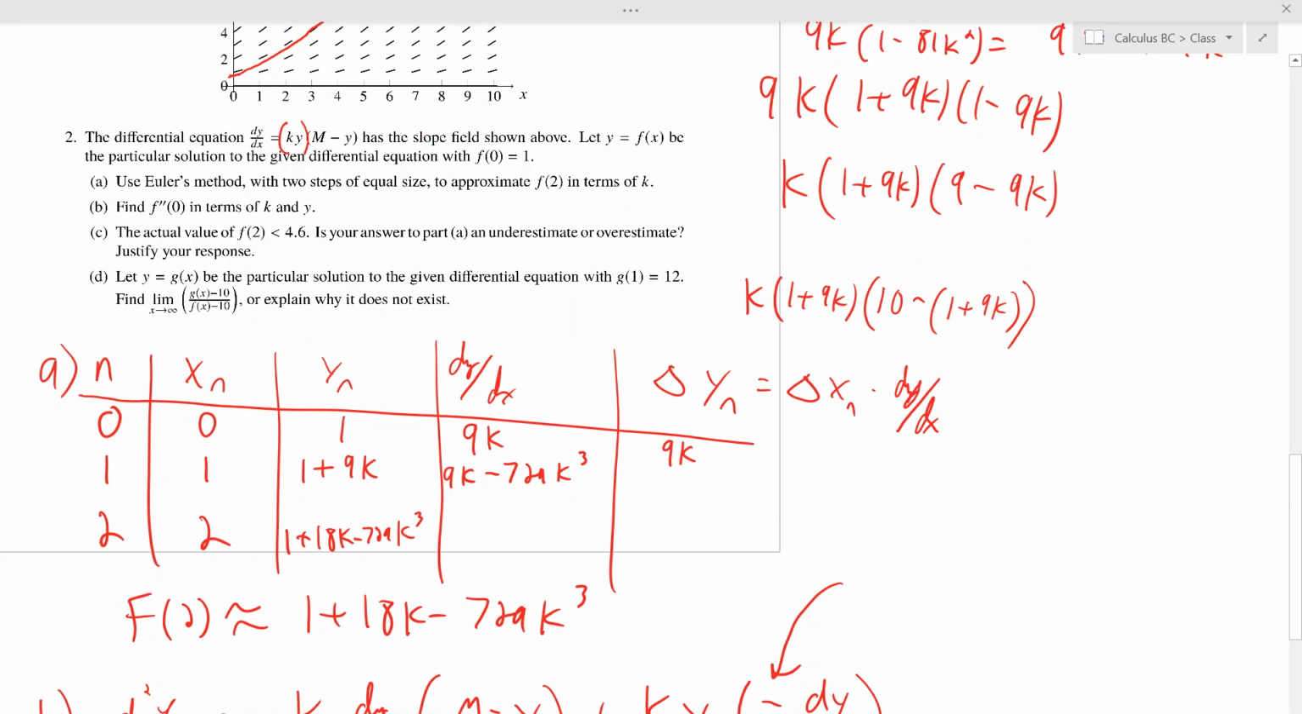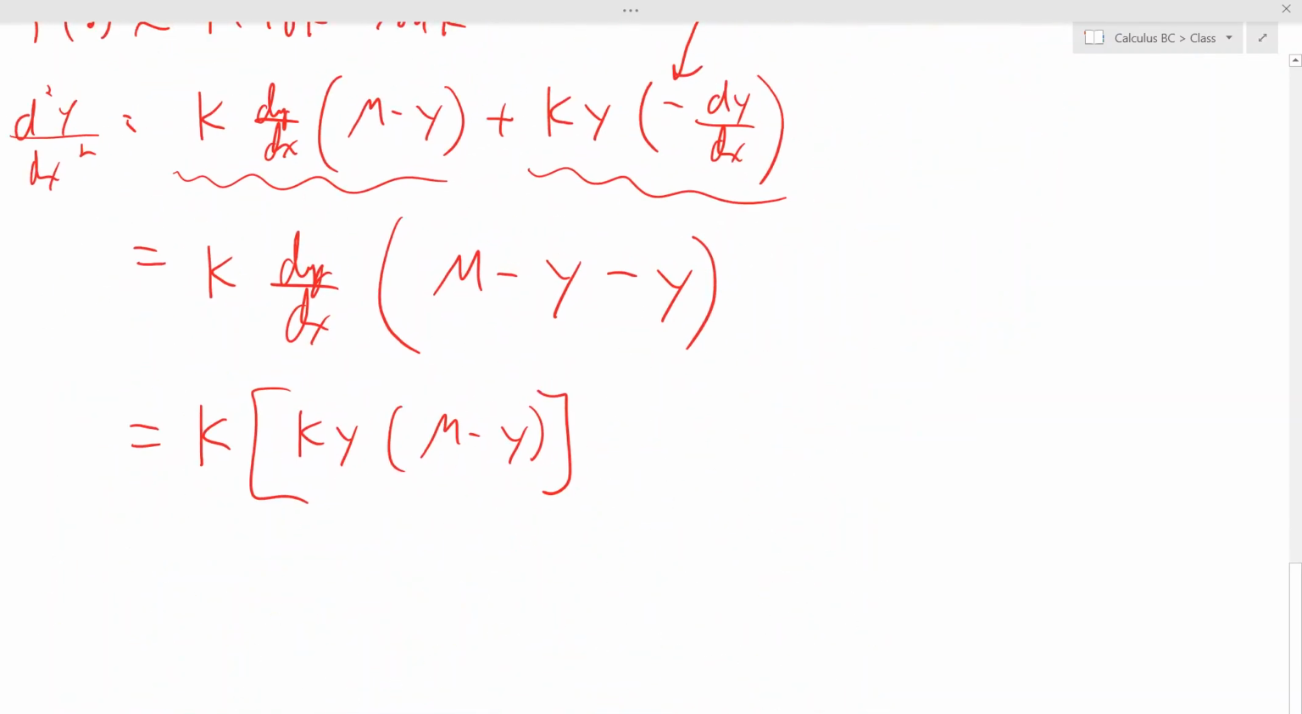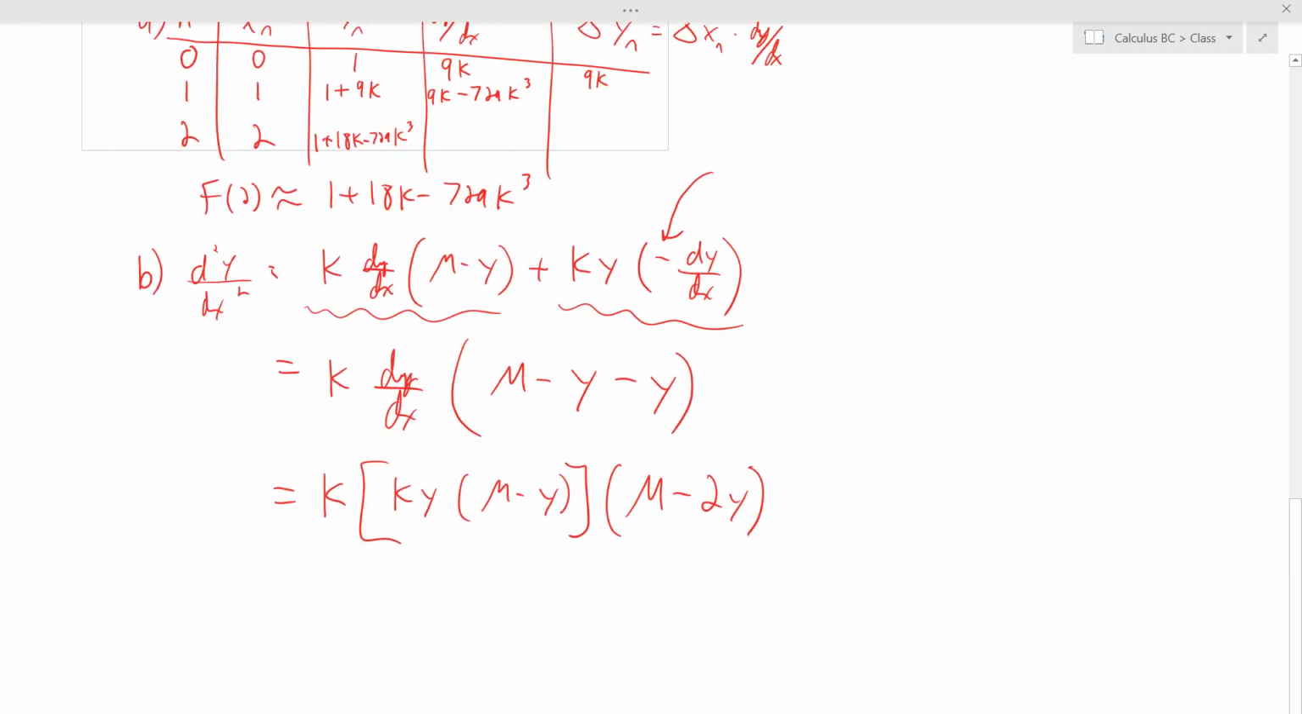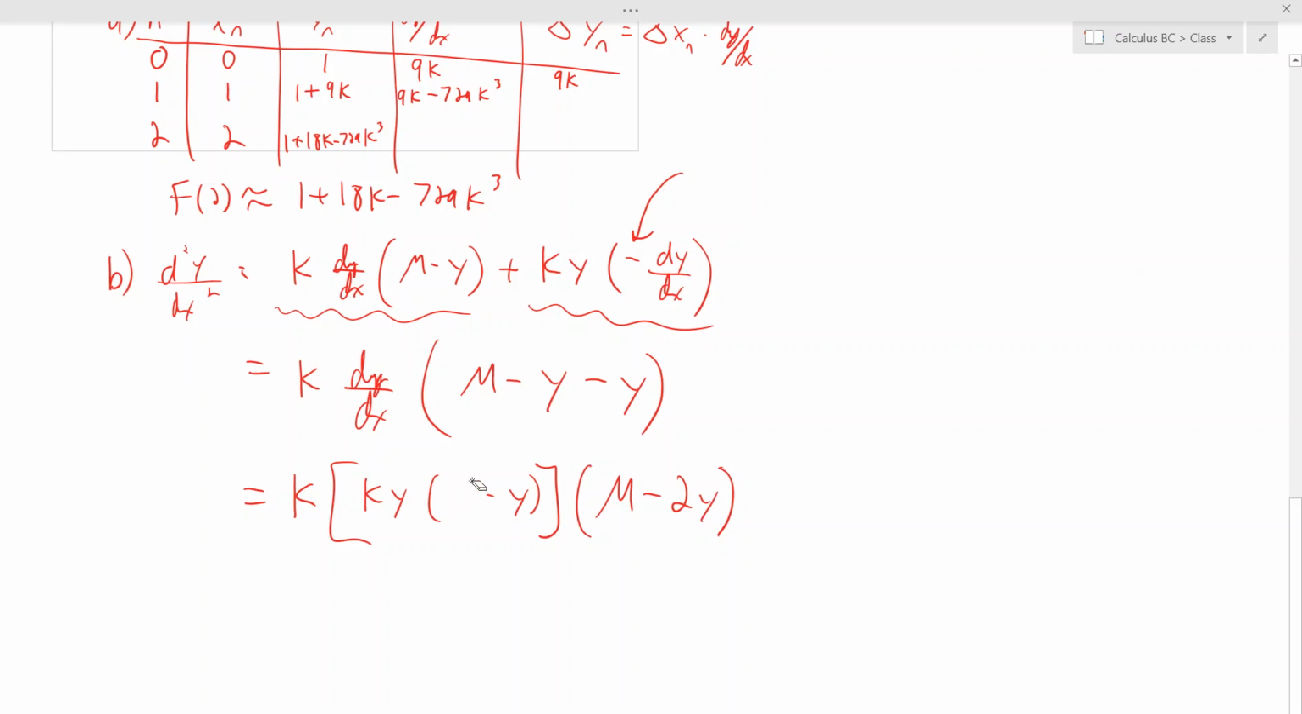Yeah, that's logistic, right? Times m minus 2y. So that is the second derivative. Oh, it's in terms of k and y, so we can't leave this m in here. That's just a 10. There we go.